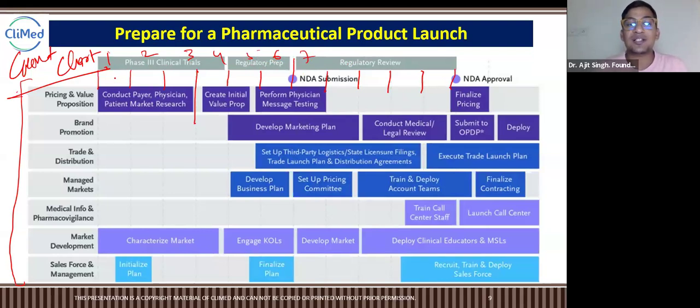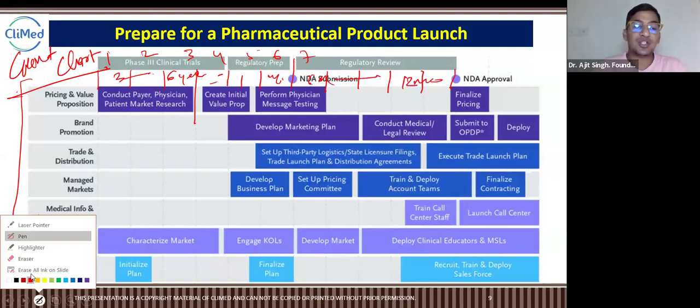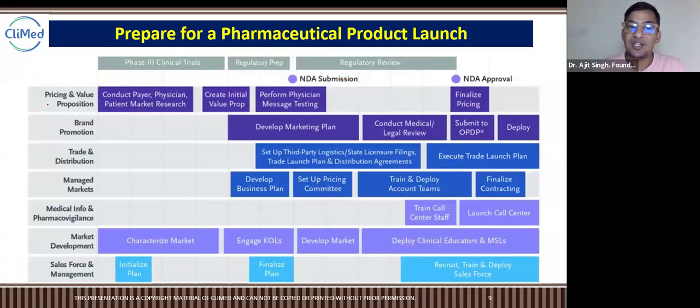So suppose phase 3 clinical trials are supposed to take 3 to 6 years. Regulatory preparations take 1 year, suppose, and then regulatory review takes 6 to 12 months, right? So this Gantt chart shows the timelines with the activities. When do we have to start thinking about pricing and value proposition? We have to think of pricing and value proposition first, from the phase 3 clinical trials only.